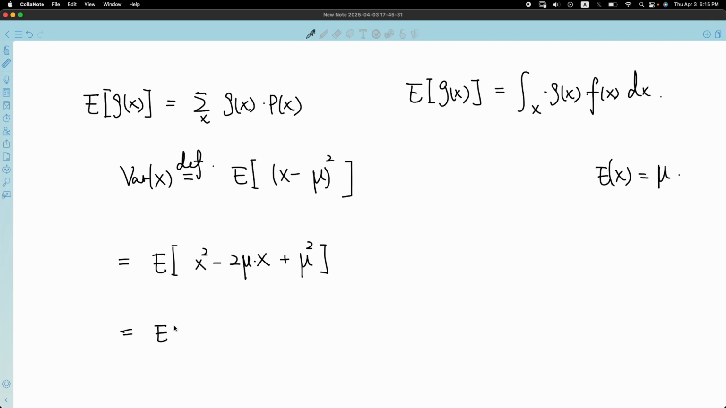So E of X squared: I distribute the expectation operation to the first term, so E of X squared, minus 2 mu E of X. Mu here is considered a constant, so the expectation operation only affects the random variable. For the second term, the random variable is the X, so you can distribute the E to the X part because 2 mu is a constant here. Similarly, you will have the mu squared.